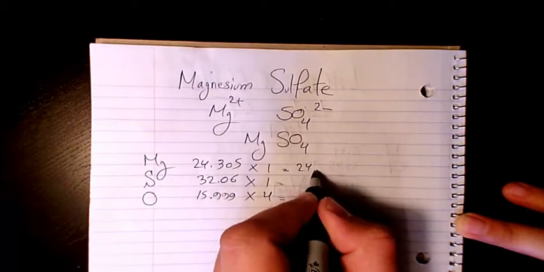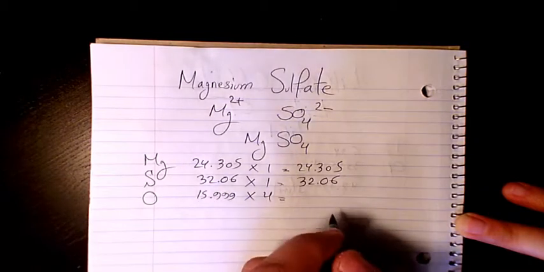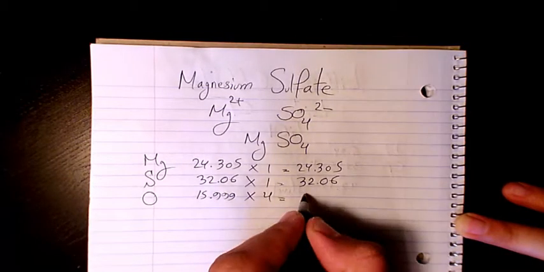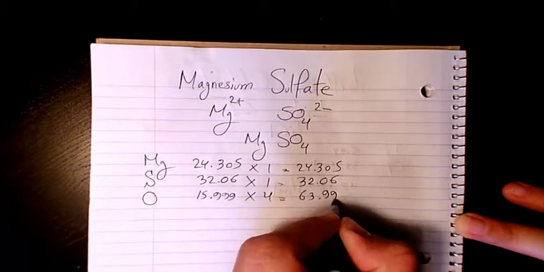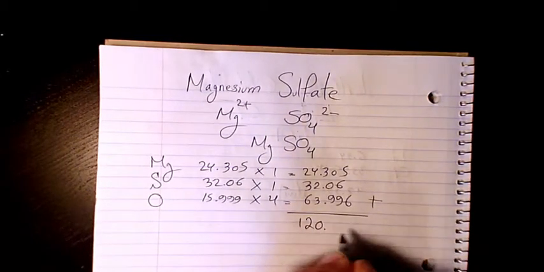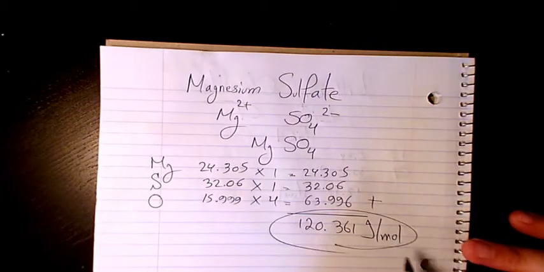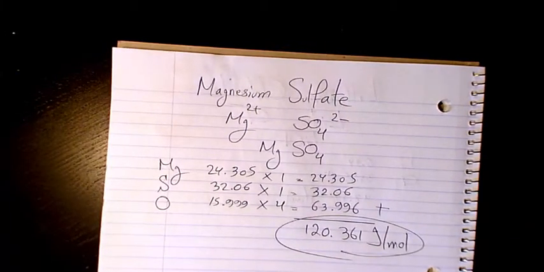So that's going to be 24.305, 1 times that one is going to be the same thing. 4 times 15.999 is 63.996. And then I need to add them all. It's going to be 24.305 plus 32.06 plus 63.996. That makes it 120.361 grams per mole. So that's the molar mass or molecular weight of magnesium sulfate.